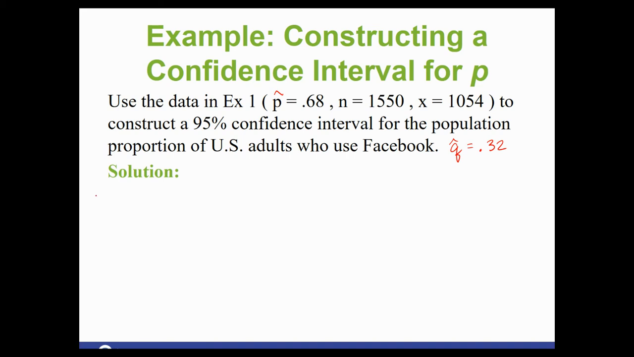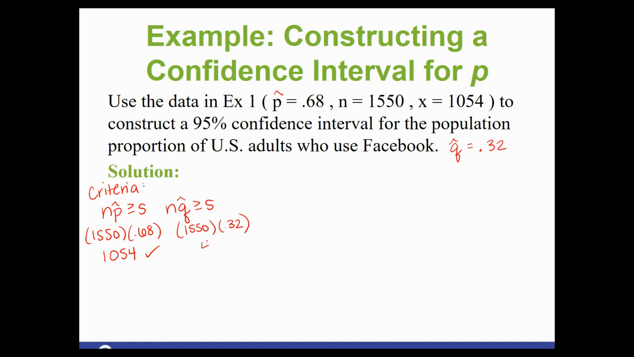So since we already have p, we're going to check our criteria or our conditions, either one. n times p hat needs to be greater than or equal to 5, and n times q hat needs to be greater than or equal to 5. So our sample size n times our p, and I'm going to do the other one at the same time, our sample size times our q. When you multiply these, if it's bigger than 5, I just give myself a little check mark. That's all we need to do. As long as they are 5 or bigger, it doesn't matter what the numbers are. So the little check mark reminds me I've checked it, I'm good to go.